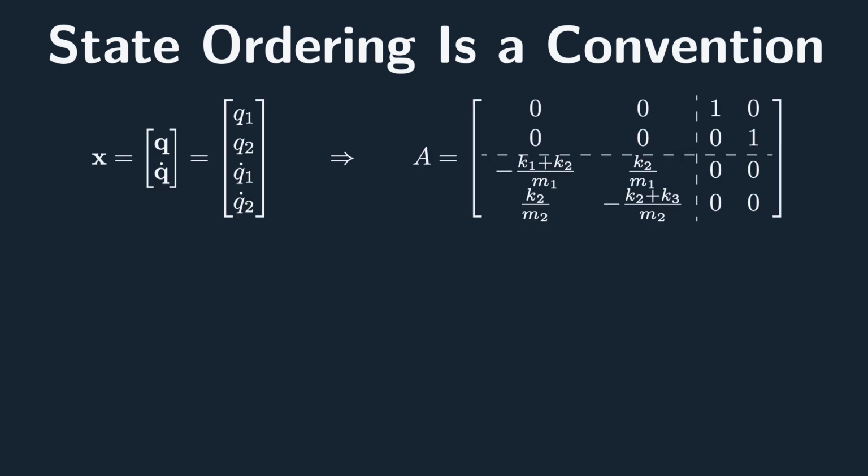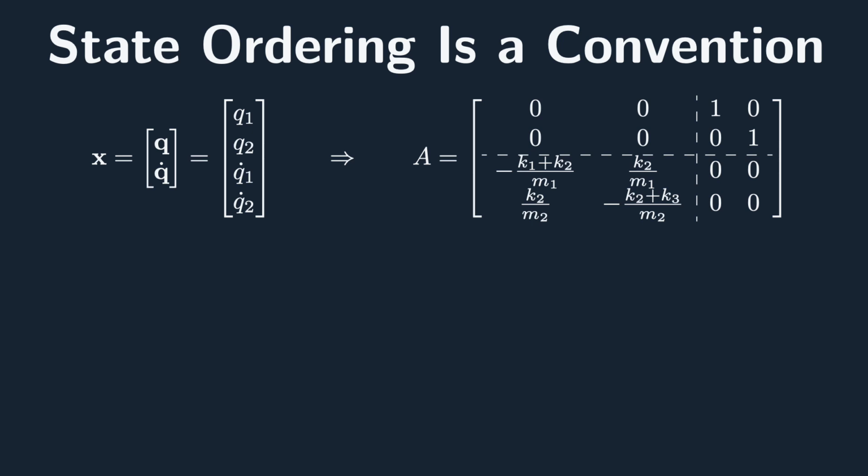In this video, we stack the displacement vector first and the velocity vector second. So x contains q1, q2, q1 dot, and q2 dot. With this ordering, the A matrix has the block form shown here. This ordering is convenient when we want to write the system compactly using q and q dot.